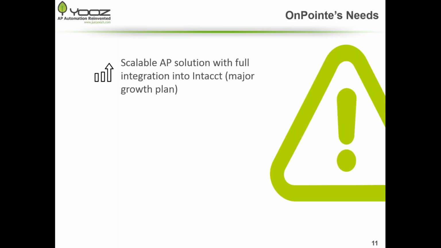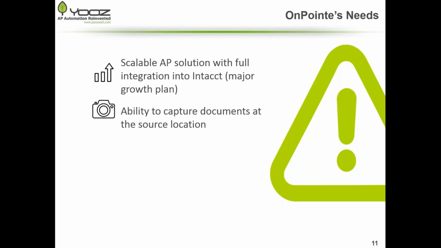OnPointe's needs were, I could say, quite simple, but quite significant. They wanted a scalable accounts payable solution with full integration into Intact, their finance system, so they could very easily send all their information into it. They wanted the ability to capture documents at the source location. If one of their sites received an invoice, they wanted to be able to capture that document and send it into the system at that company site without having to send it to head office, to company A that we just saw on the slide before.